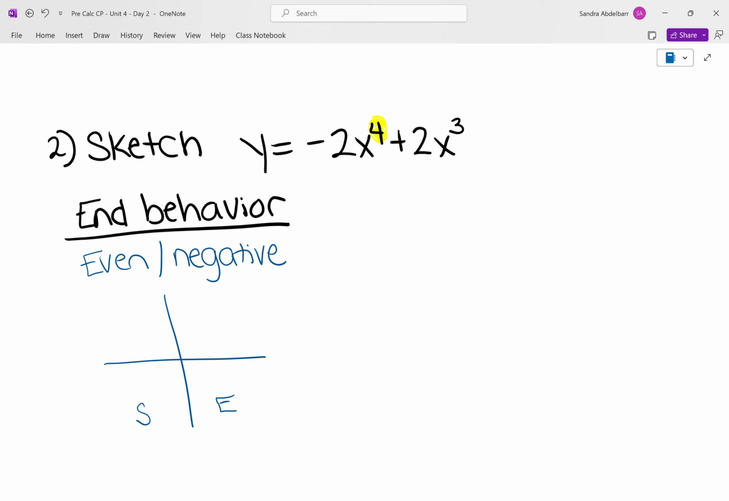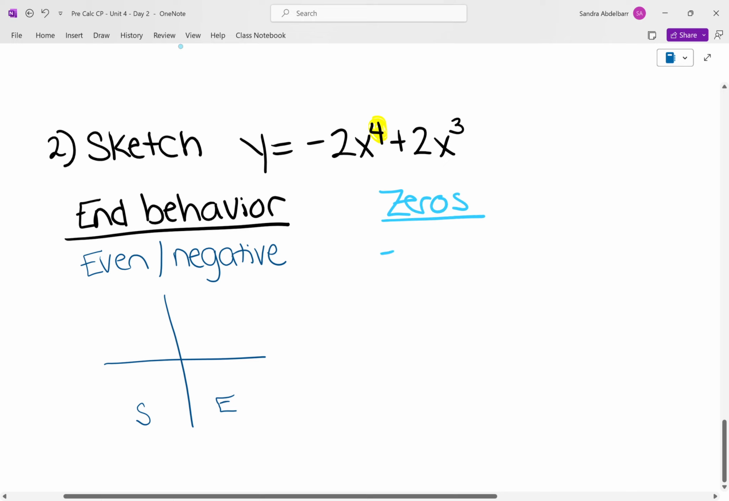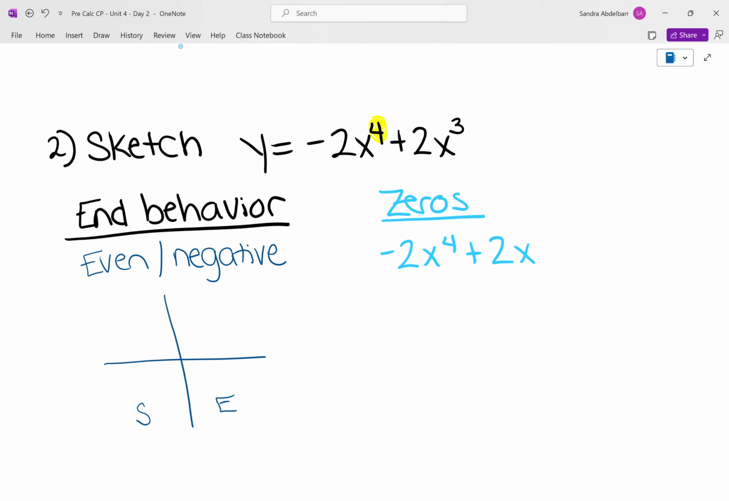Okay, what do I say to do next? So we figure out our end behavior, which we did. Now what do we look at? Zeros. Let's look at our zeros. We're going to take negative 2x to the 4th plus 2x cubed equals 0. We set it equal to 0. The other one was nice because it was already factored for us. This one we need to factor. So what should I do? I should pull out a GCF first of negative 2x to the 3rd. You got it. And this is going to give me x minus 1.